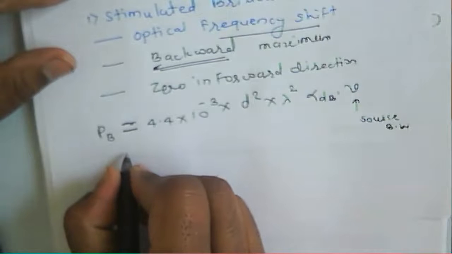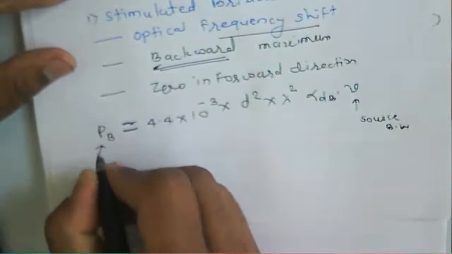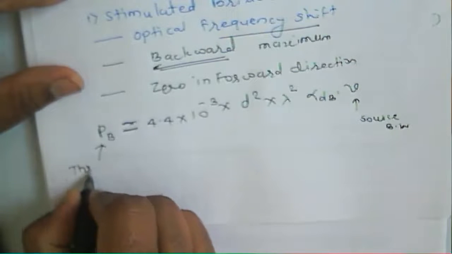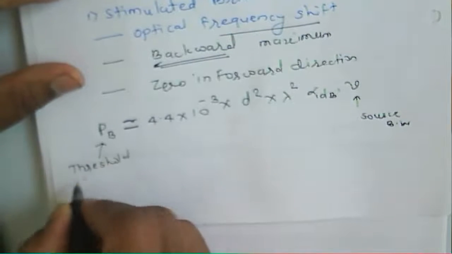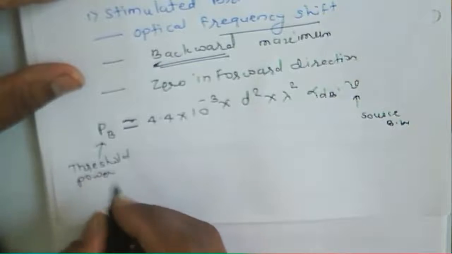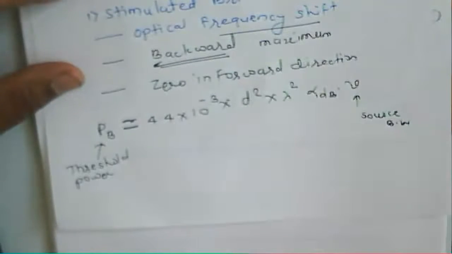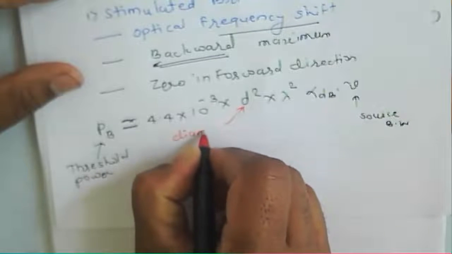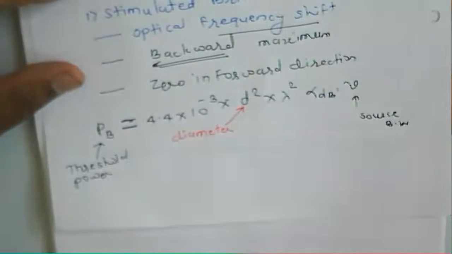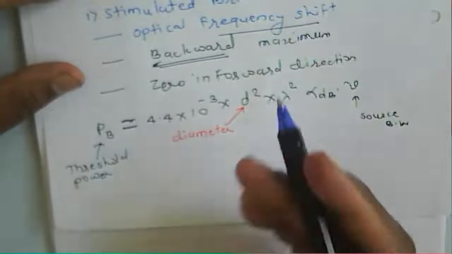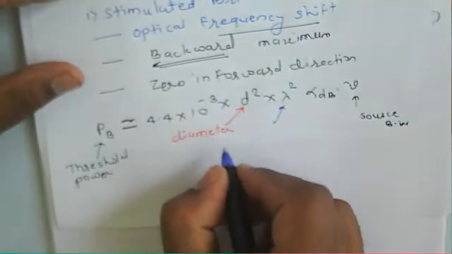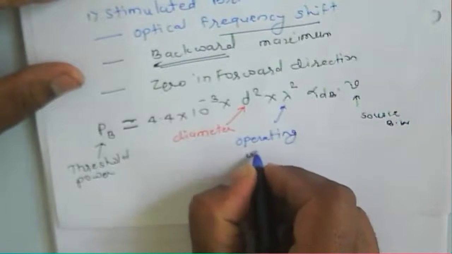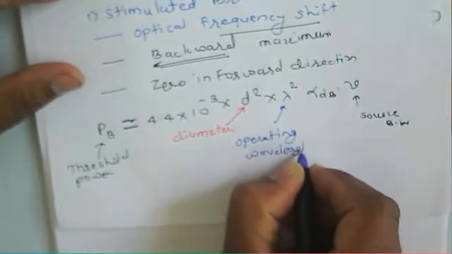Now, this Pb here is nothing but the threshold power. We can say it is the threshold power for this stimulated Brillouin scattering. And this d is nothing but the diameter, and this lambda is the operating wavelength.